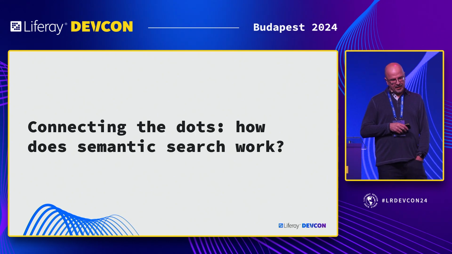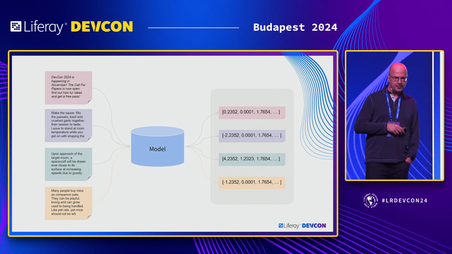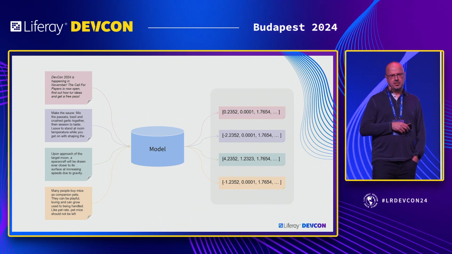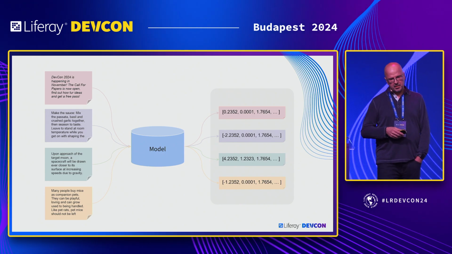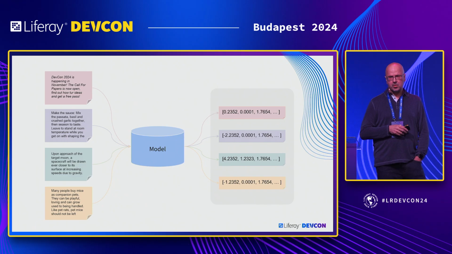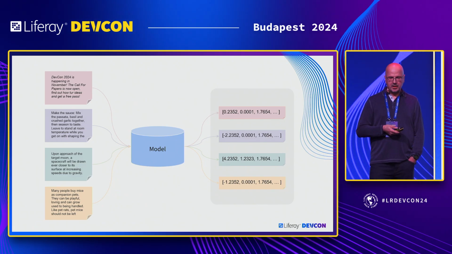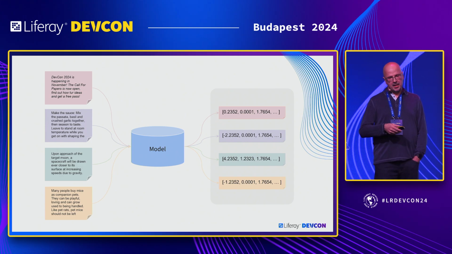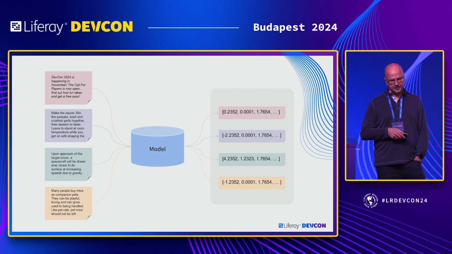Now, that's the ingredients, but let's connect the dots. How does semantic search work? Let's think about this scenario here. We have 4 text documents, and our model has created embeddings for each of those. Now, what happens practically when I hit enter on the search page? How do we find the best matching text document for our keywords?